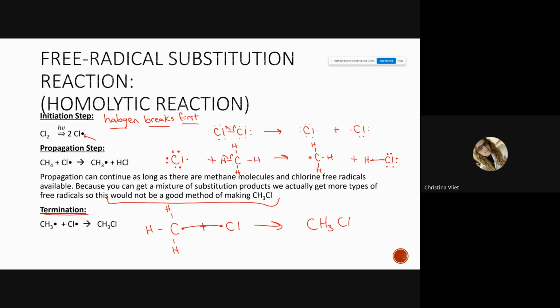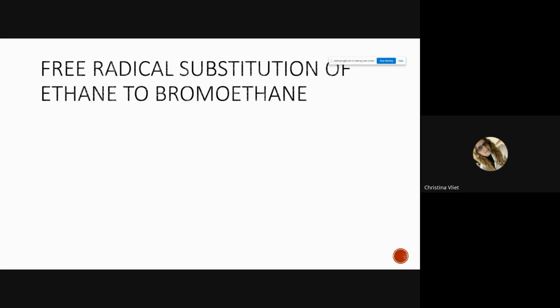That's the general process. You have to memorize this process. Initiation, propagation, and termination. So obviously going over it once is not going to be good enough. We're going to go over it again with another example, and then you're going to see some Cambridge questions. So, ethane to bromoethane. Free radical substitution of ethane to bromoethane.